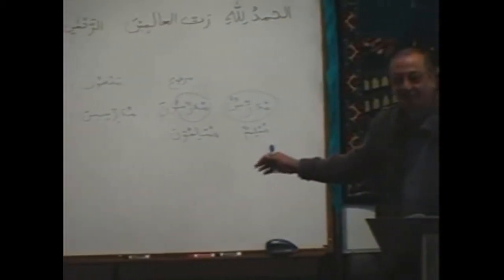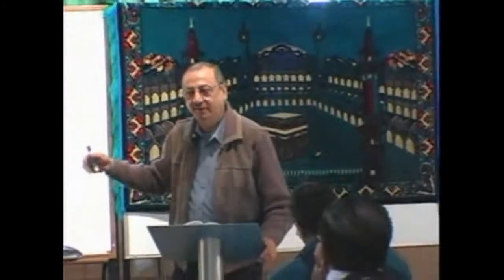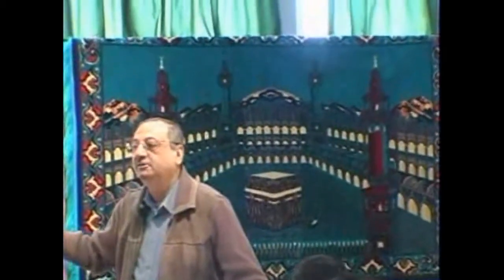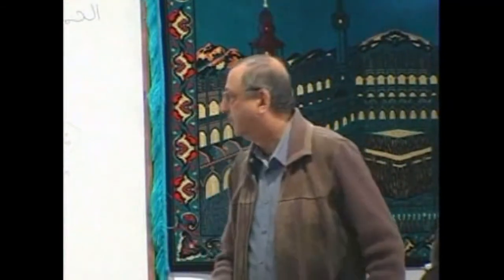Brother and sister, now see, we learn one more rule here, that jama mudhakkar salim, when it is marfu, the sign is waw. When it is mansub and majrur, the sign is ya. So you will remember that. Mudarisuna, mudarisina. Let us do muslimuna, muslimina. Mominuna, mominina. Hafizuna, hafizina.